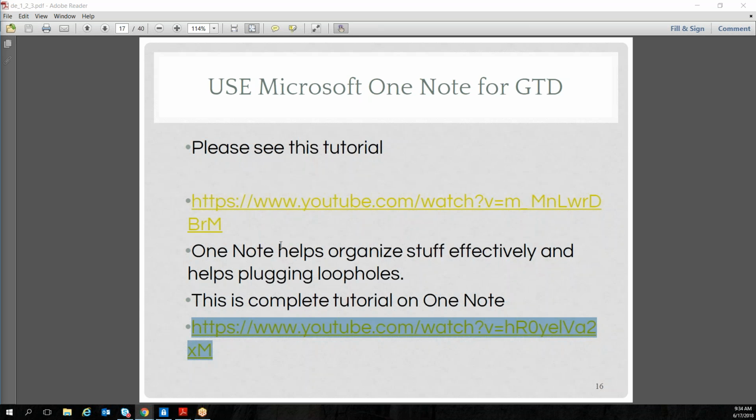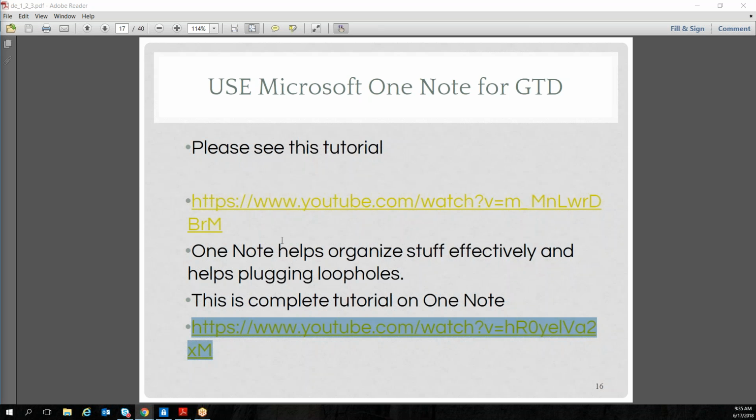So this was a tutorial on Microsoft OneNote for getting things done. Microsoft OneNote is a very good tool to organize your day-to-day work, hour-to-hour work, week-to-week work, month-to-month work, or maybe any plan for the long term. And Microsoft OneNote has the capability of connecting to OneDrive, and you can have a central repository and access it whenever you are connected to the internet at any place. This is a tool which helps organize things effectively and also helps in plugging loopholes.